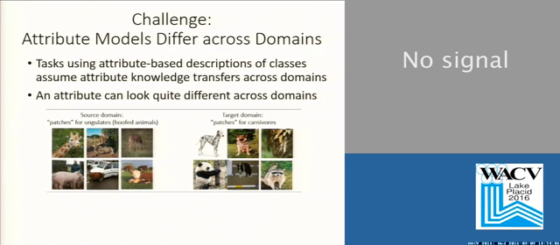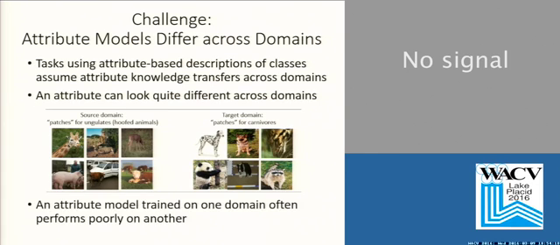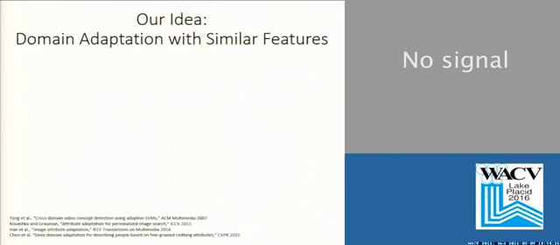So here we have the attribute "having patches" for hoofed animals and carnivores, and you see that the patches on giraffes, for example, are quite different than the patches on Dalmatians. So we and other researchers find that an attribute model trained on one domain doesn't actually work well on another. So this knowledge is not well transferable. So the way we propose to deal with this is with domain adaptation.